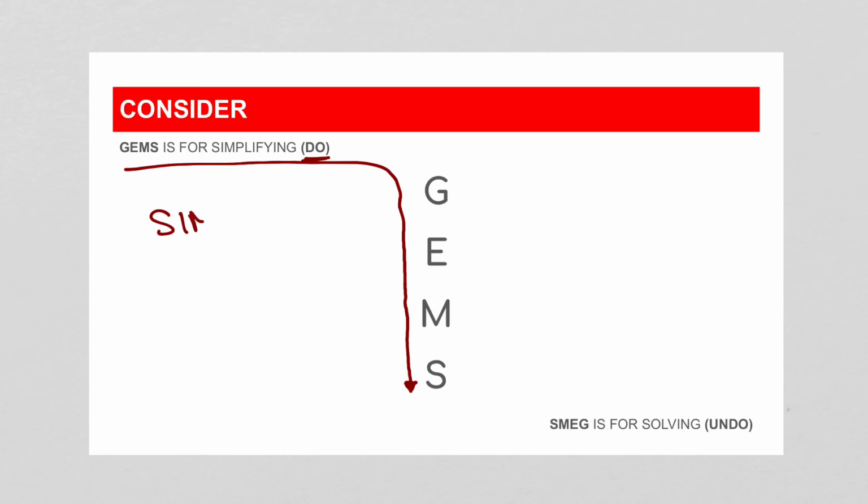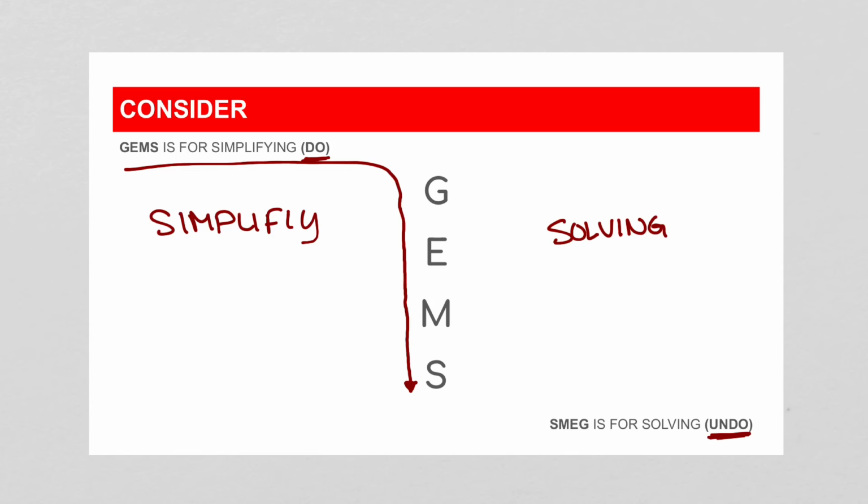But solving is different. Solving, like I said, is going to use inverse operations. So we've talked about opposites, inverses. That's how we're going to undo any math that we've had so far.